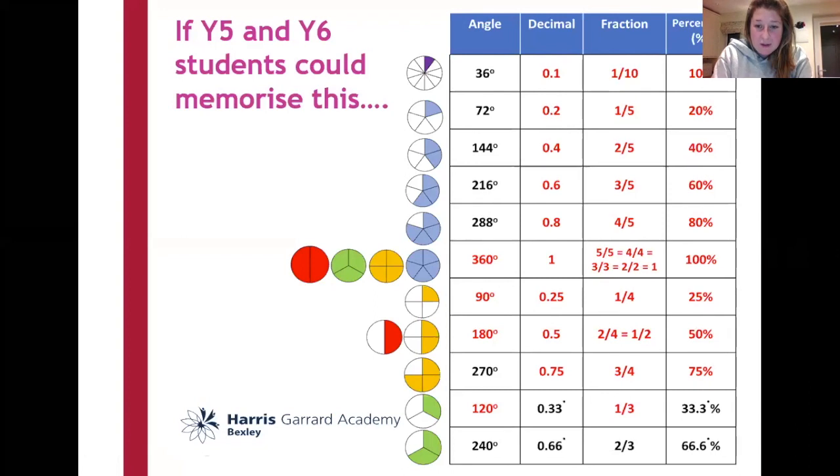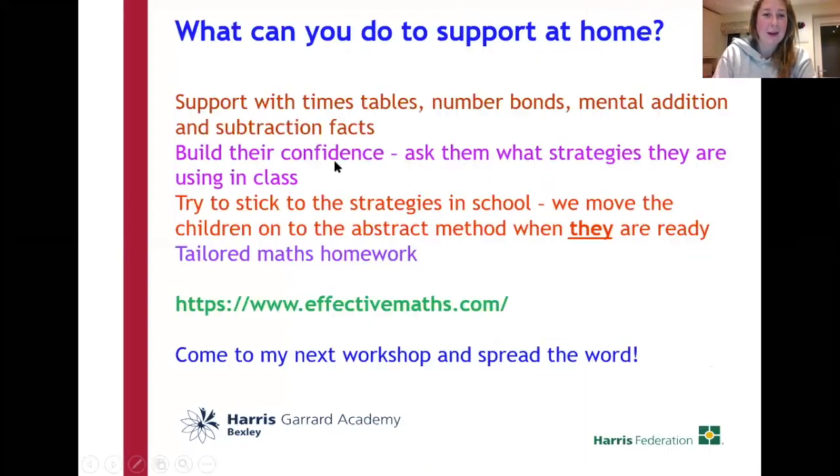Just so we're clear, at the bottom where it says 0.33 with the little dot, that means recurring. When we're talking about thirds, it's 33.3% or 0.33. Actually, the threes go on forever, but we round it. The little dot is what shows that. That would be really fantastic. And also looking where we have one whole here, 360 degrees, the idea that it's 5/5, 4/4, 9/9, that would be fantastic if they could memorize that. That would be really helpful.